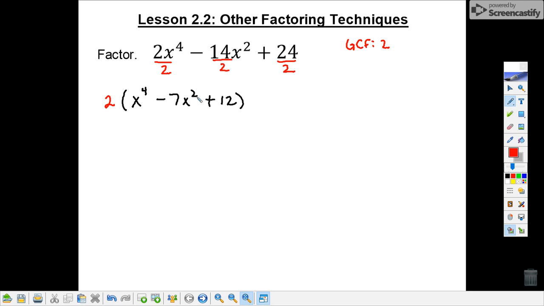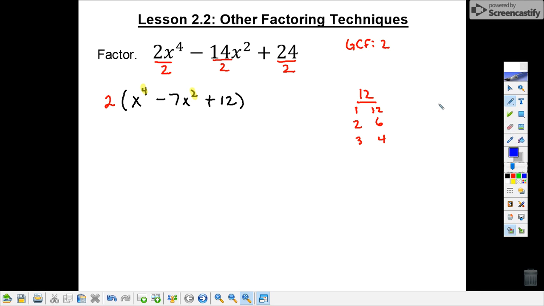Since there are 3 terms and my first exponent is twice as big as my middle, I'm going to go ahead and multiply my first number, which is a 1, by the last number, which is 12. So that gives me 12. Now the factors of 12 are 1 and 12, 2 and 6, 3 and 4, and at that point, since we're already at 4, I don't need to keep going.